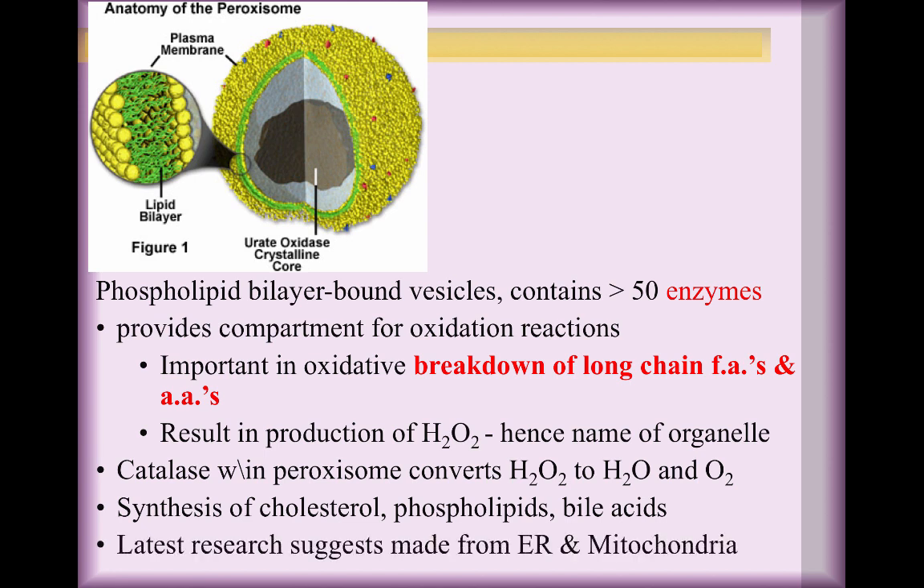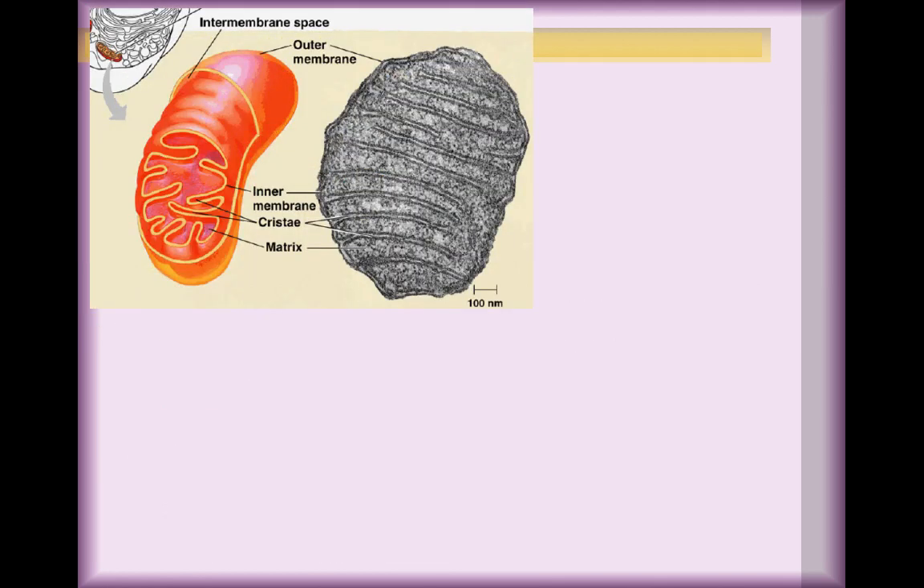The latest research suggests that peroxisomes are actually made from vesicles that come from the endoplasmic reticulum and the mitochondria. And those merge to make a bigger vesicle, which then can split in half to make two peroxisomes. And again, I want to reiterate, peroxisomes are very small, much, much, much smaller than the lysosomes.